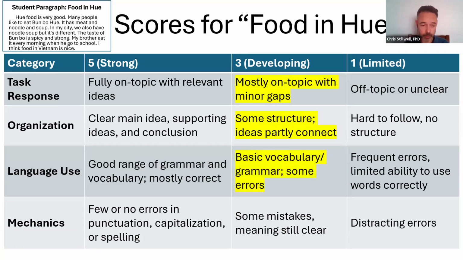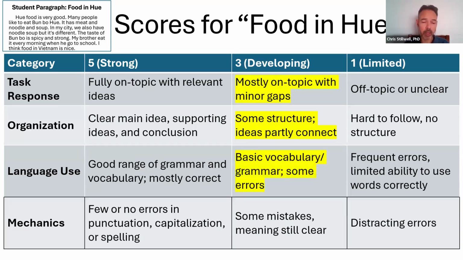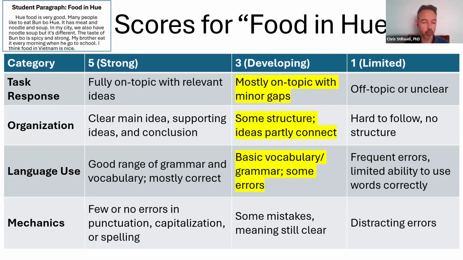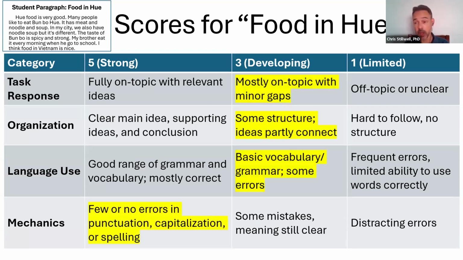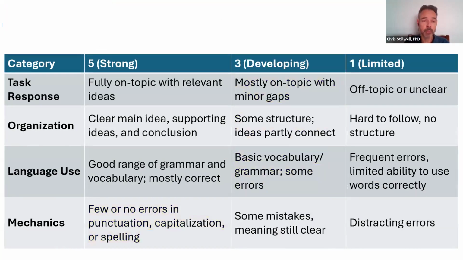So again, I'm putting this one in a 3. But when I look at the mechanics, I actually don't see any mistakes with the punctuation or the capital letters or spelling. So in this case, I might give a 5. And that's just one example. And I can do this for all of my students. And it helps me to be kind of transparent about what I'm doing.